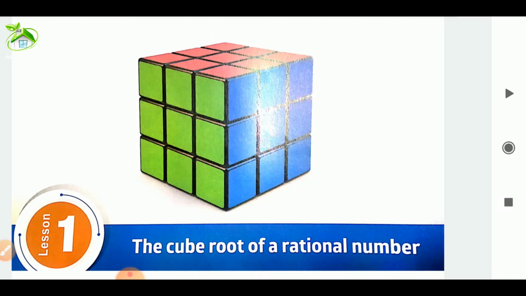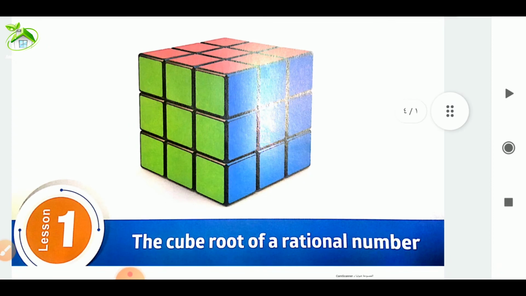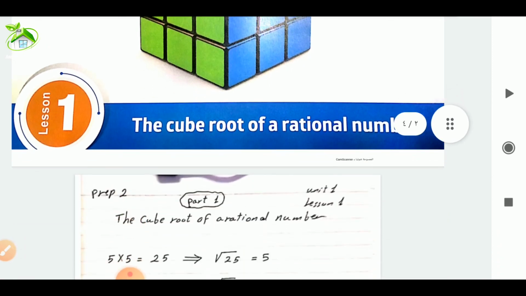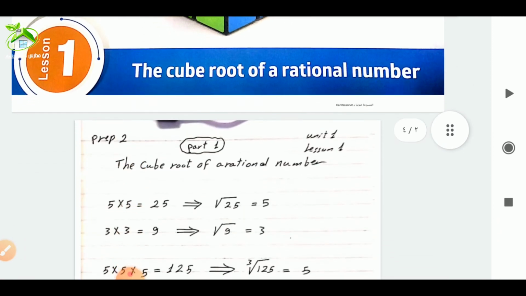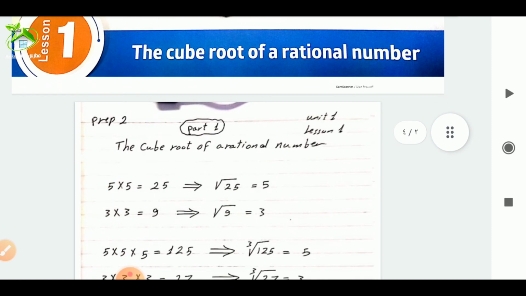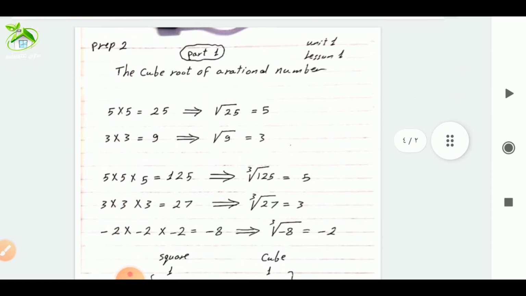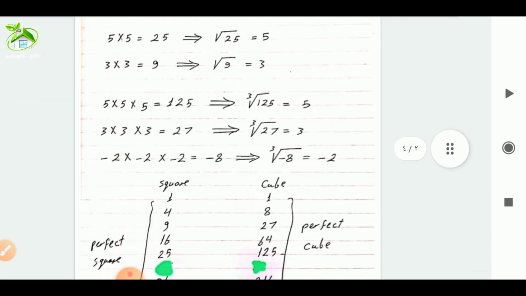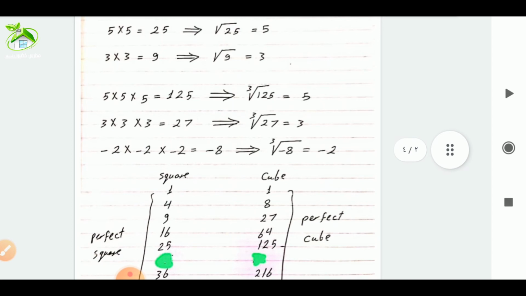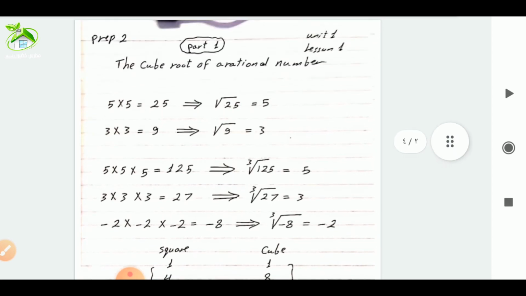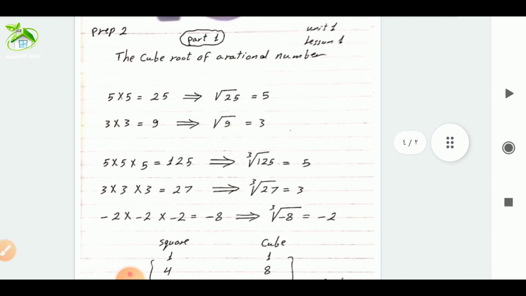We should know the square of any number. The product of any number by itself 2 times is called the square of this number. 5 times 5 equals 25, so 25 is the square of 5. 3 times 3 equals 9. 9 is the square of 3.